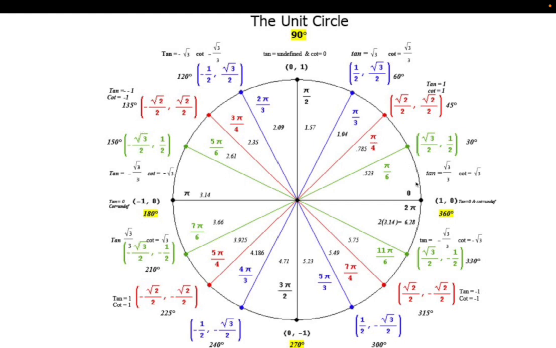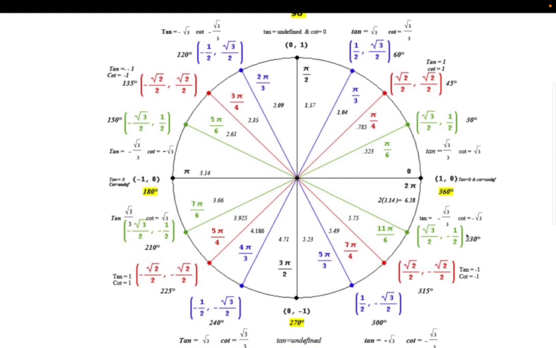Now, of course, you've also got secant and cosecant implicitly here as well. We know that the secant is the reciprocal of cosine, and so if the cosine is square root of 3 over 2, the secant is 2 over square root of 3, and so on. So you've got all that information in here.